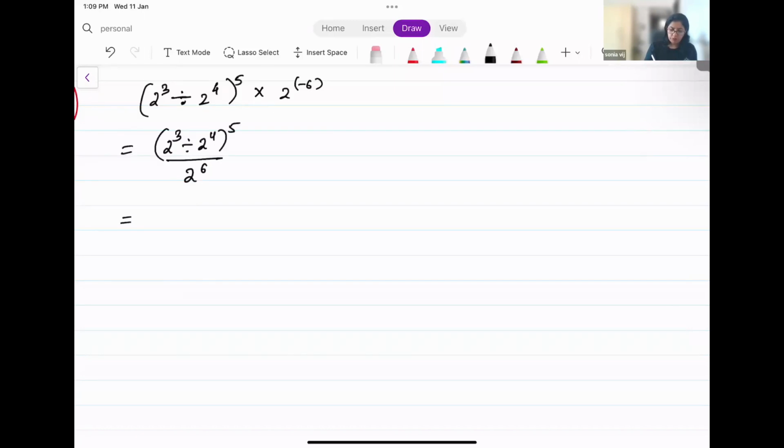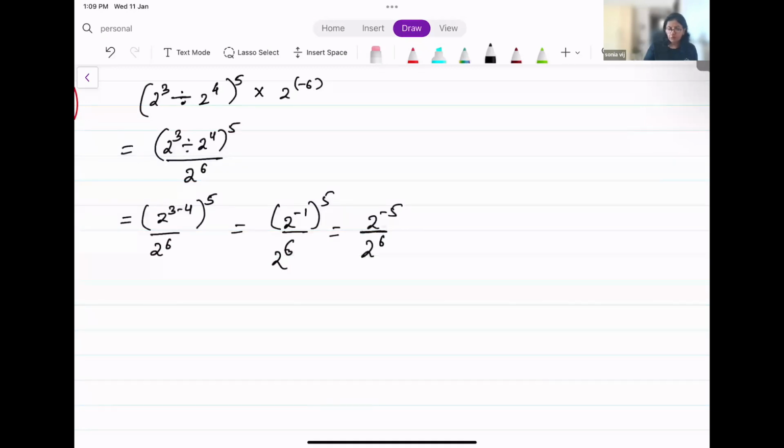Then I solve inside the bracket. So this will become 2 to the power 3 minus 4 upon 2 to the power 6, and this is in bracket with the power 5. This will become 2 to the power minus 1 to the power 5 upon 2 to the power 6. This will become 2 to the power minus 5 upon 2 to the power 6. Now, if I take 2 to the power minus 5 down, it will become a positive number. It will become 2 to the power 6 into 2 to the power 5, which will be 2 to the power 11.